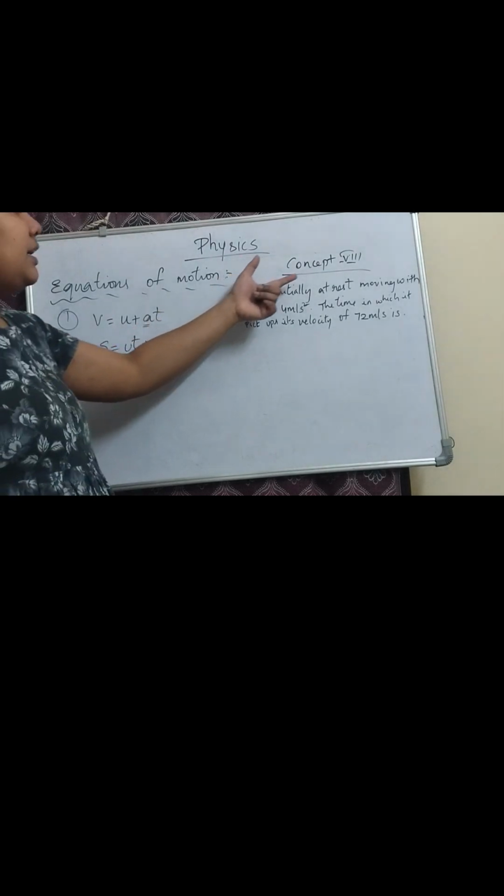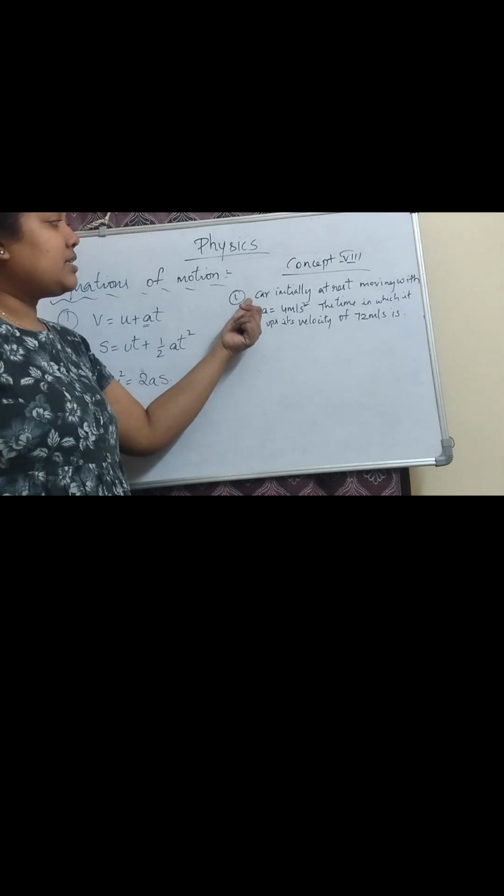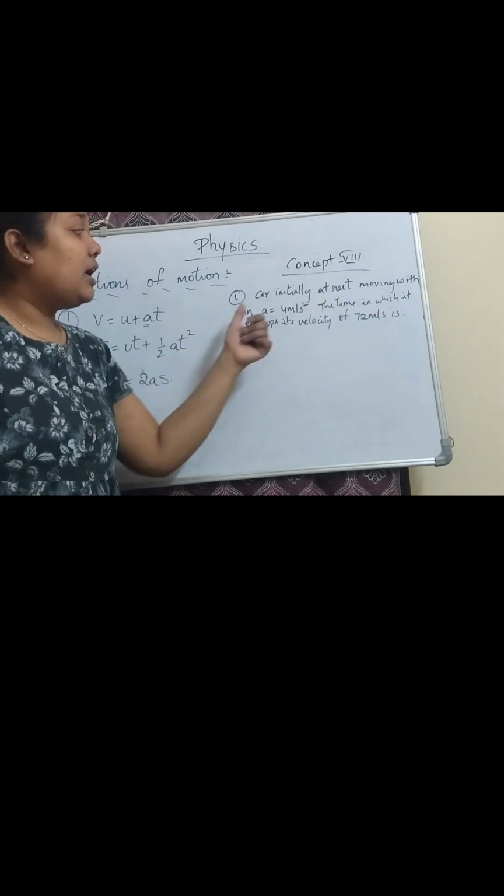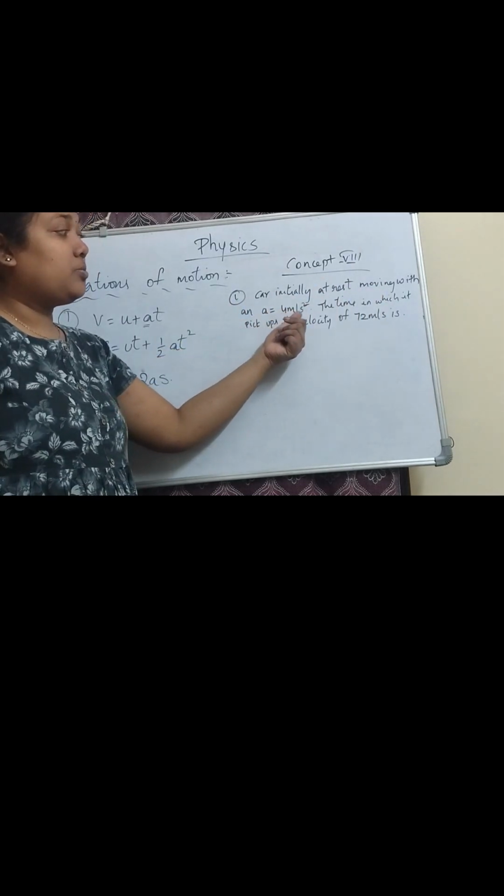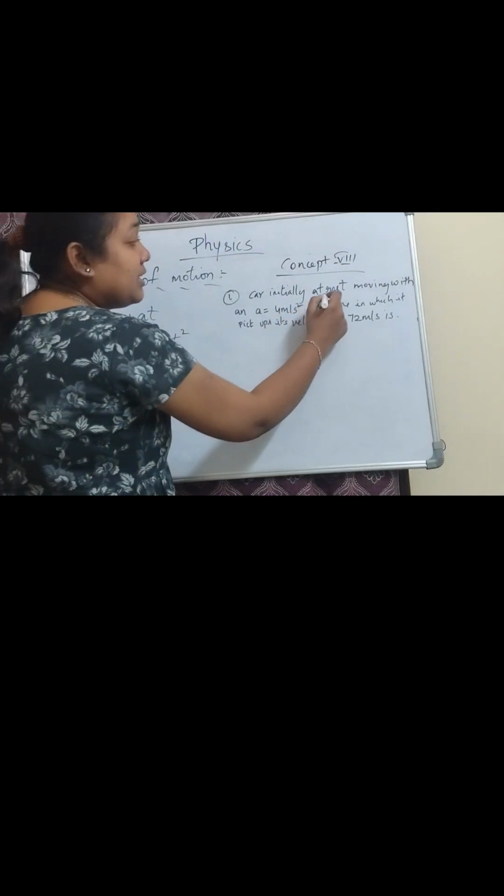So let's take one example, from concept 8, the first question. Here the question is: a car initially at rest moving with an acceleration a = 4 meters per second squared, and the time in which it picks up its velocity of 72 meters per second is. So here from the question we can write the given data.